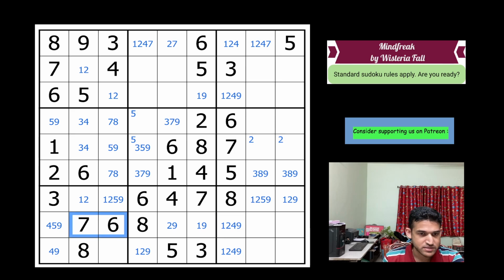Right, 6, 7, 6, 7. So which means in row 9, I get a 6, 7 pair. So that in turn means that this cell will take 1, 2 and 9, because 3, 5, 8 and 6 and 7. So which means this will be 1, 2 and 9. Can't have a 4. Right, let's take a closer look now.